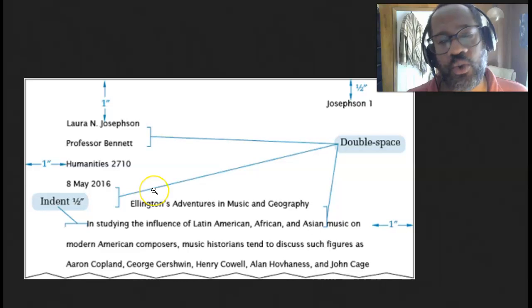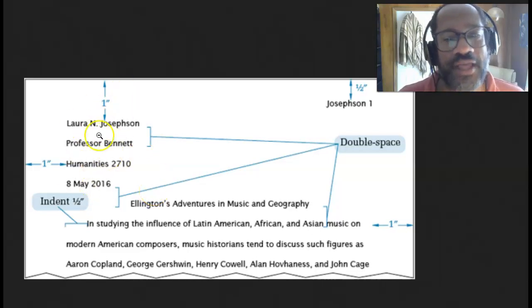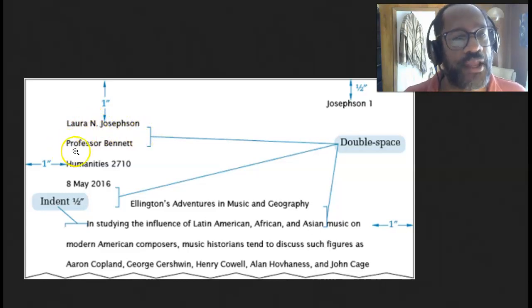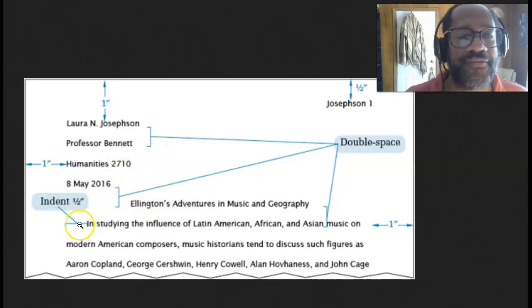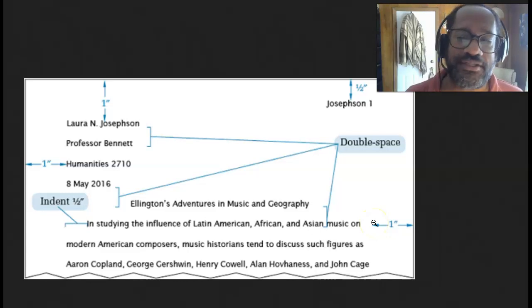You want to make sure that your assignment looks like this, right? That you have your name, my name, the name of the class, the date, then you've got the title. All this is double spaced. And notice that there's no extra space in here. We have a 1/2 inch indent on all paragraphs. We have 1/2 inch up here from the top. All of those kinds of things that we're doing, just make sure that yours looks exactly like the other one.